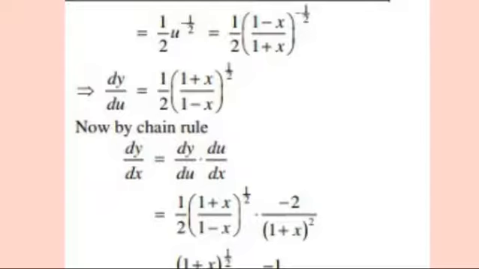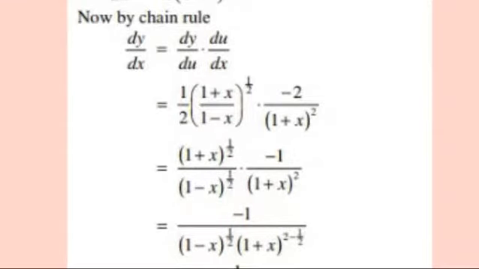Now by chain rule, dy over dx is equal to dy over du into du over dx. This is chain rule. You have learned about chain rule in your 10th class. Derivative of y with respect to u, which is 1 by 2 times (1 plus x over 1 minus x) raised to power 1 by 2, and derivative of u with respect to x, which is minus 2 over 1 plus x whole square.